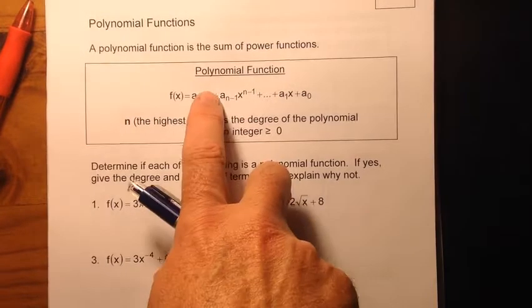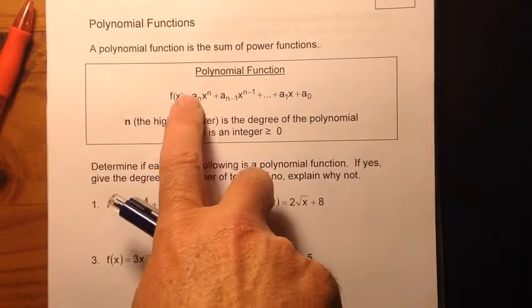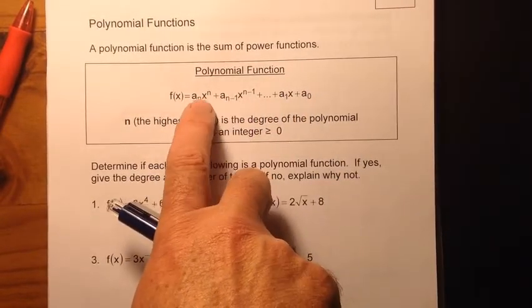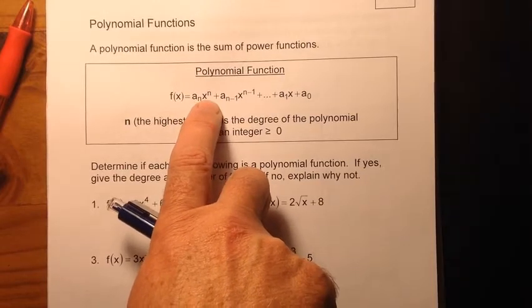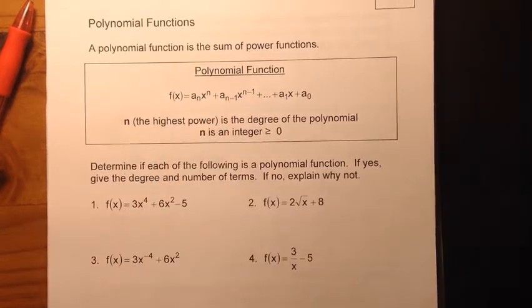All right, we have x to the n, x to the n minus 1. These numbers in front are called the coefficients of each term. A sub n would be the coefficient of x to the n. A sub n minus 1 is simply a number multiplied times x to the n minus 1.